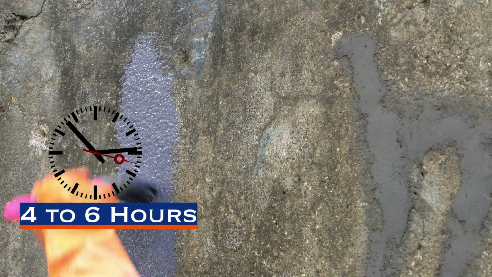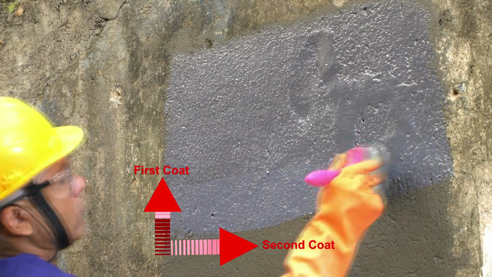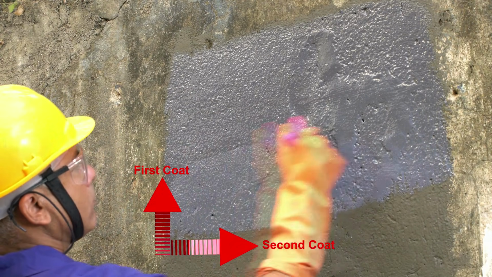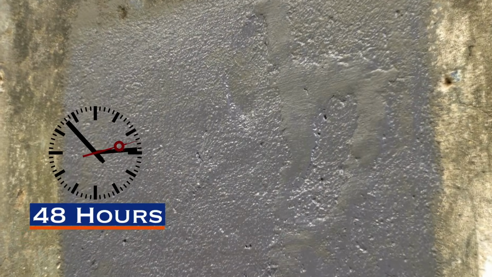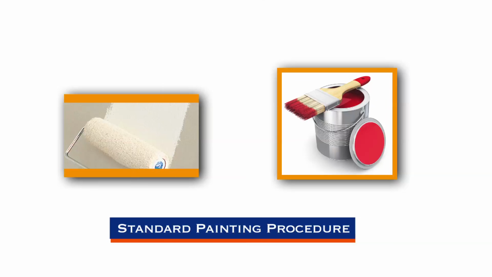Let the first coat dry for 4 to 6 hours. Then again apply second coat, which should be 90 degrees to the first coat. Let these two coats dry for 48 hours. Apply primer and paint as per standard painting procedure.